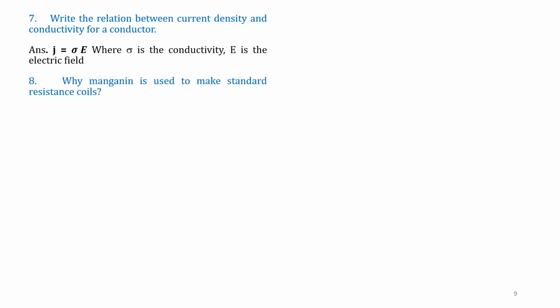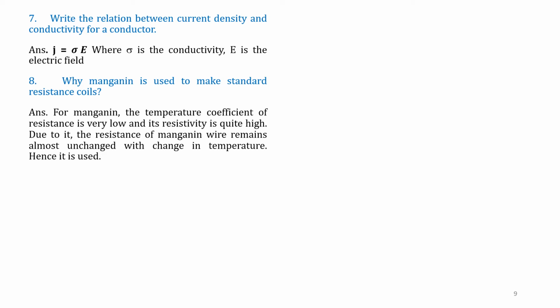Question number 8. Why is manganin used to make standard resistance coils? For manganese, the temperature coefficient of resistance is very low and its resistivity is quite high. Due to this, the resistance of manganese wire remains almost unchanged with change in temperature. Hence, manganese is used to make standard resistances. That means the resistivity does not change with temperature.